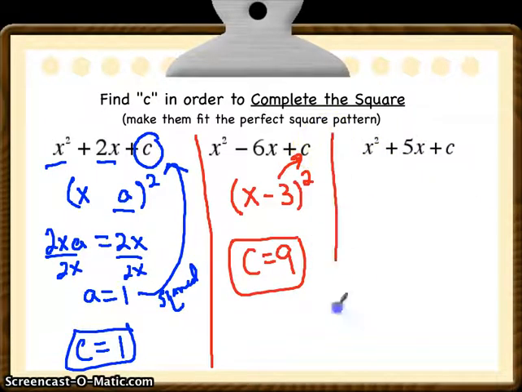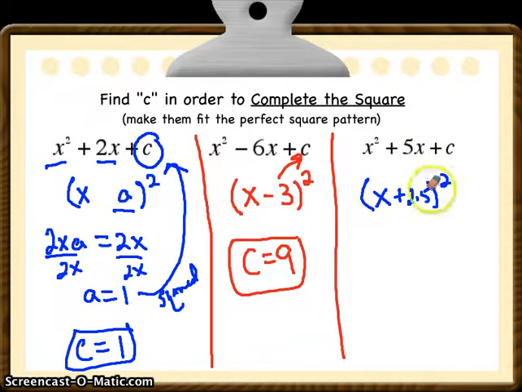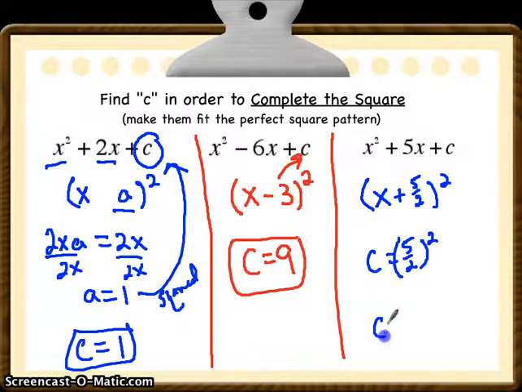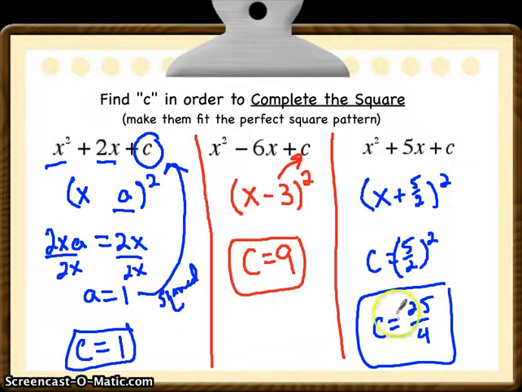And finally, let's do that again one more time very quickly at the right, because this one gets a little trickier. X times what times 2 gives you 5x? Well, half of 5 would be 2.5, or 5 halves. And let's go ahead and keep that as a fraction. You can do the decimal if you'd like, but I kind of like working in fractions. Therefore, c equals, again, whatever that number was, squared to give me my constant term. Therefore, 5 halves squared, or c equals 25 fourths. And that would be completing the square. If I plug that in for c, we would have a perfect square pattern.